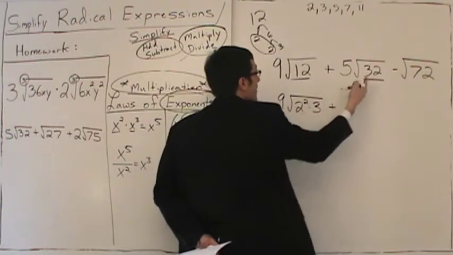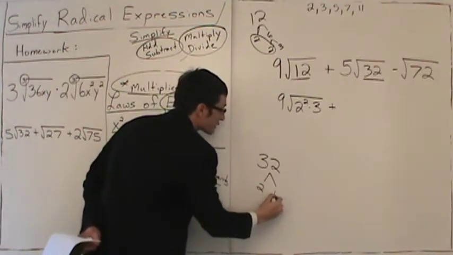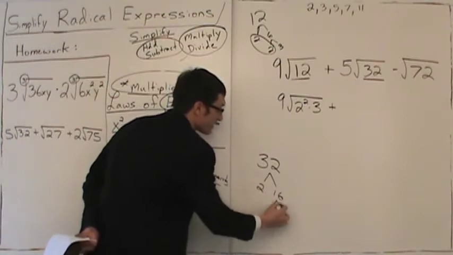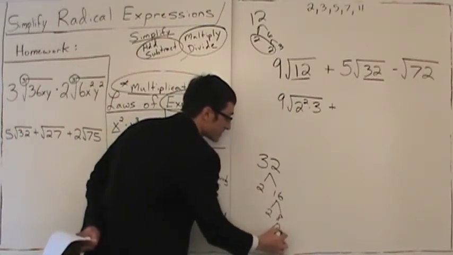Now, let's break down the 32. So breaking down 32, we get what? 2 times 16. 32 is 2 times 16. Divide by 2 again. 16 is 2 times 8. Divide the 8 by 2. 2 times 4.